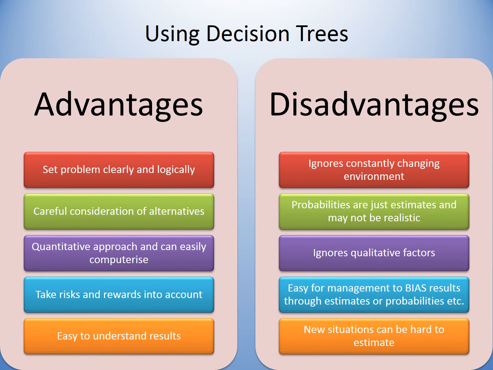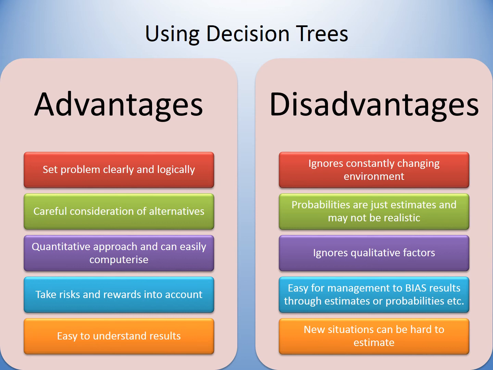Okay, so why do we actually use decision trees? So there are advantages and disadvantages. So the advantages are that it sets the problem clearly and logically. You can actually look at it and go, right, okay, if we do this, what will happen? If we do that, what will happen? It takes into consideration any alternatives, so you're not just going down one route. I wouldn't recommend putting 20 of these together, but you can actually look at several options and compare them properly. It turns things into a quantitative approach, and it's very easy to computerize.